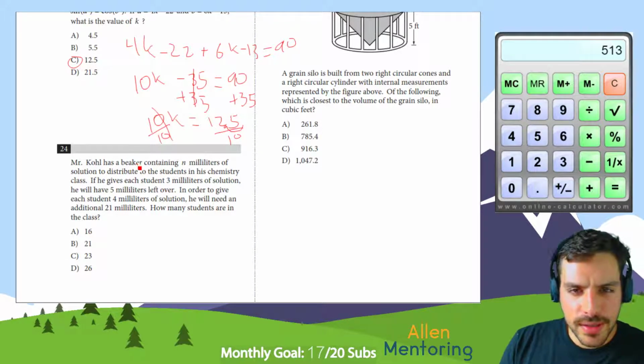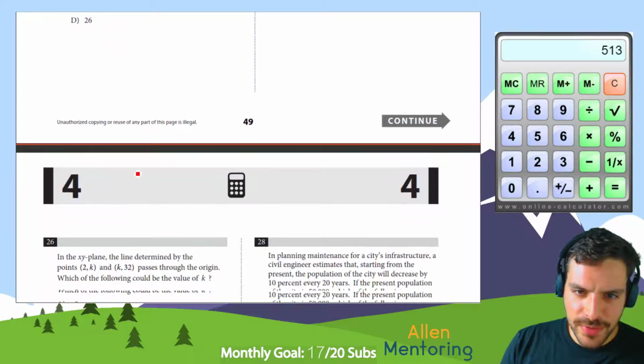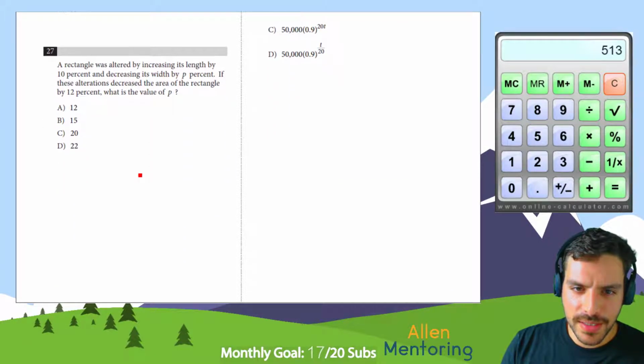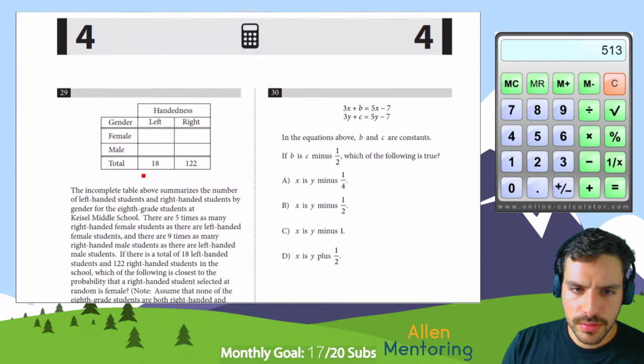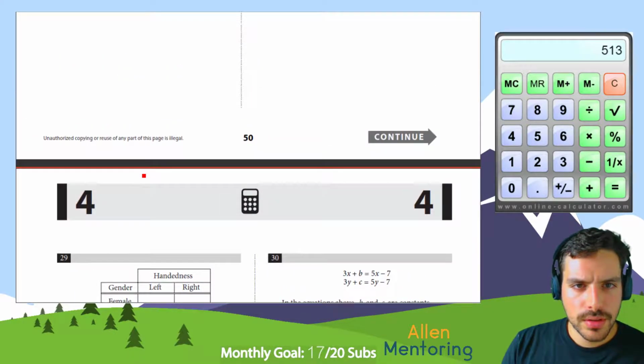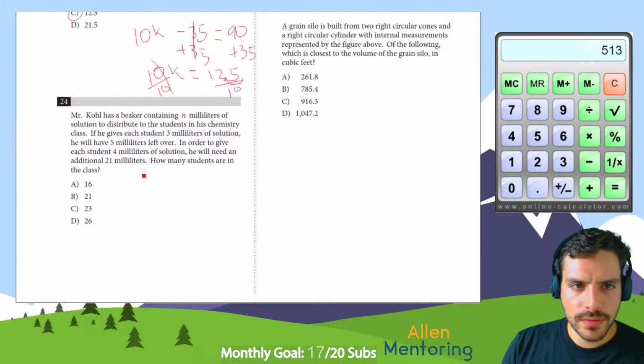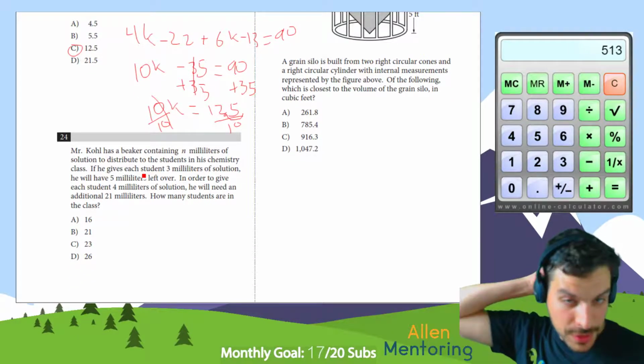Okay, getting to the pretty difficult ones now, right? We don't have too many left. We only have, that's it, right? 1, 2, 3, 4, 5, 6, 7. Okay, so these are going to get a little tough.